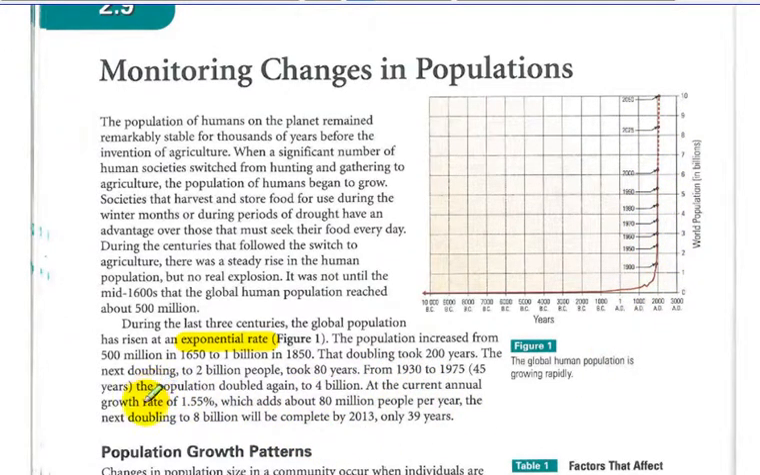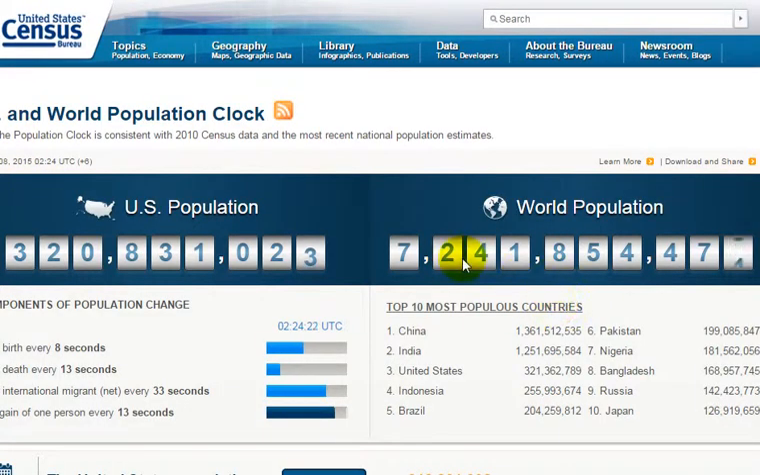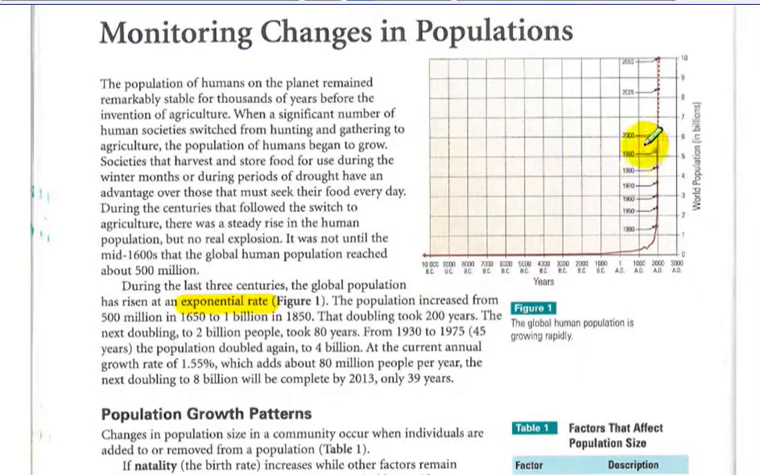The current annual growth rate of 1.55%, which adds about 80 million people per year, the next doubling to 8 billion will be complete by 2013, only 39 years. Now this textbook was made earlier. We've surpassed 2013, and we're not quite at 8 billion yet, so we're not quite following that exact trend. We're at 7.2 billion. Okay, so it hasn't increased quite as drastically, but still, we are increasing.